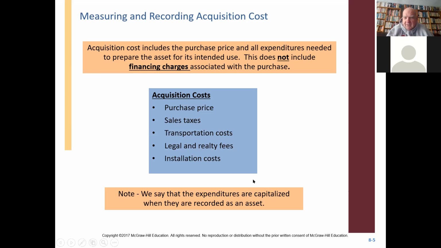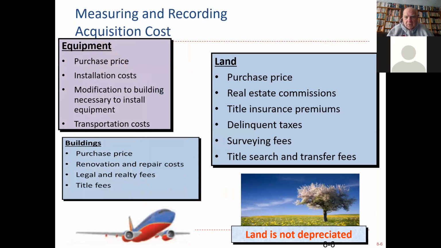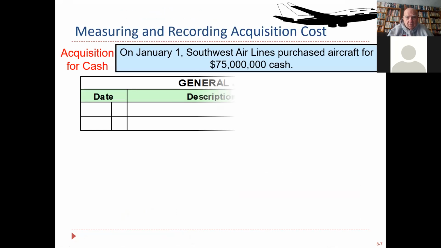And what we're saying is we're capitalizing those expenditures. Capitalizing, meaning we're putting a cost on the balance sheet. And they're given a few more examples. Equipment has a purchase price, installation. Maybe you had to knock a wall down in your building to get this giant machine in. Buildings, purchase price, renovation, etc. Land has all these different fees, and it is not ever depreciable.